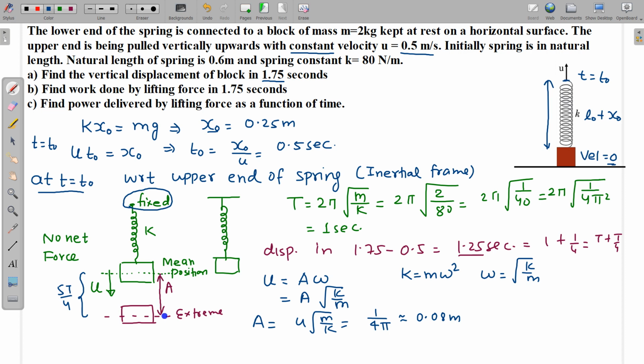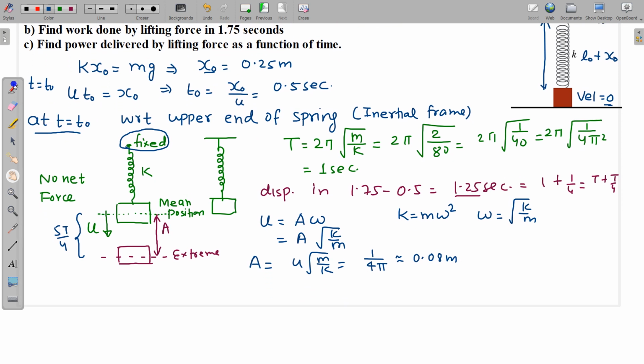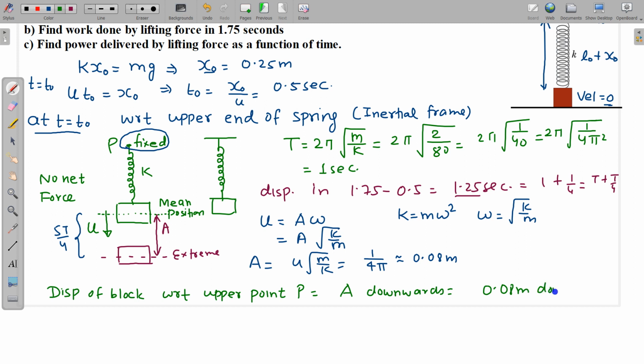So this is the displacement of block with respect to the upper point, but we have to find the displacement with respect to the ground frame. So let us first find the displacement of block with respect to this upper point. Let us assume this upper point as P. Displacement of block with respect to P is equal to A downwards. And what is this A downward? This is 0.08 meter downwards.